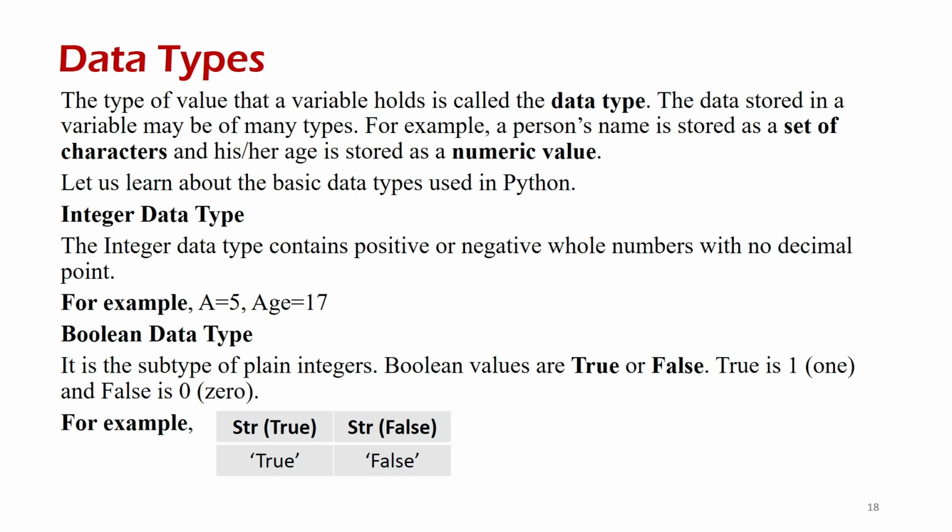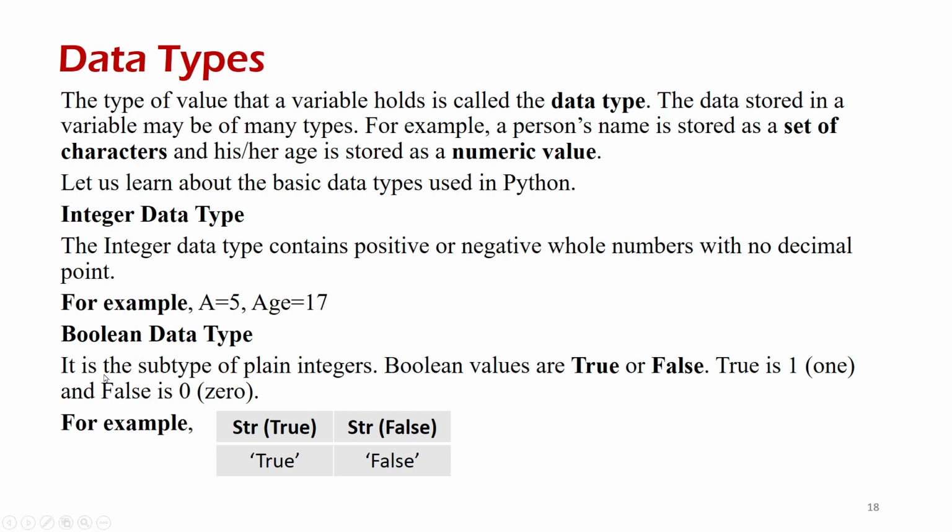So what will we do? We can say that the name will come in the string data type and the age will come in the integer data type. So let us learn about the basic data types used in the Python language. First is the integer data type. The integer data type contains positive or negative whole numbers with no decimal point. For example, a equals 5 and a equals 15. Age equals 17.